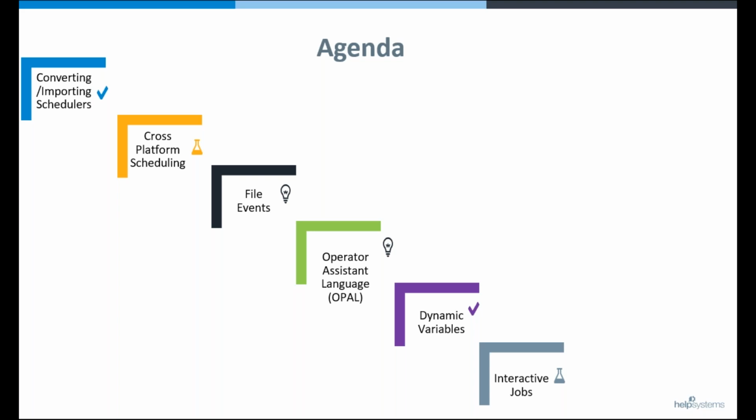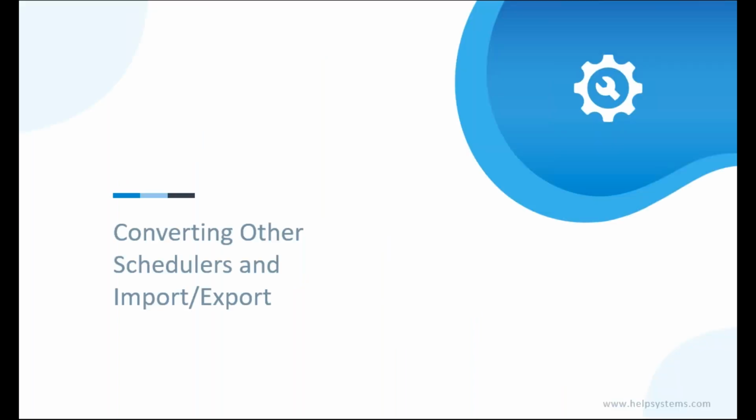File events, when we talk file events, primarily talking about monitoring IFS files and library files, but also files on Windows or Linux servers. Opal, which is a built-in feature of the product for doing some advanced pre-processing of jobs on IBM I, and we'll talk about some of the capabilities there. Dynamic variables, which are reserve command variables, and then really wrap it up with interactive job scheduling, and then also some other integration points at the end. So converting other schedulers and import export, let's just move into that topic.